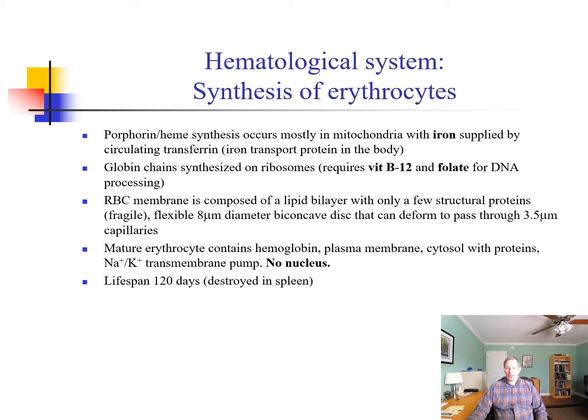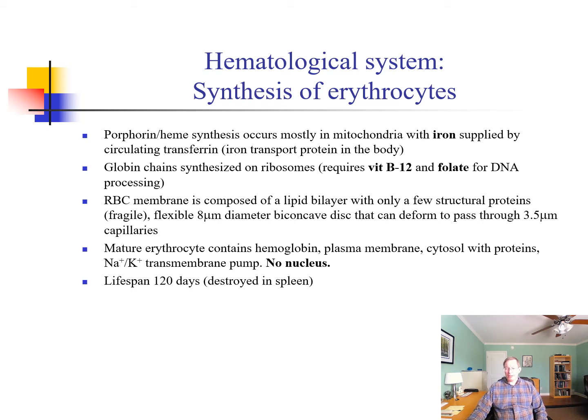The globin chains are synthesized on ribosomes that require both vitamin B12 and folate for the DNA processing. And if you remember, I mentioned that there was a macrocytic anemia that could result from deficiencies of either of these, although in the United States, vitamin B12 is much more common as a deficiency than folate. That leads to a macrocytic anemia.